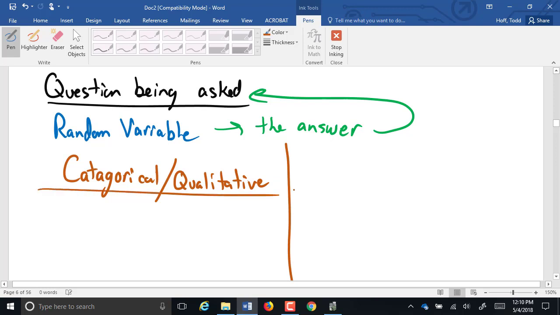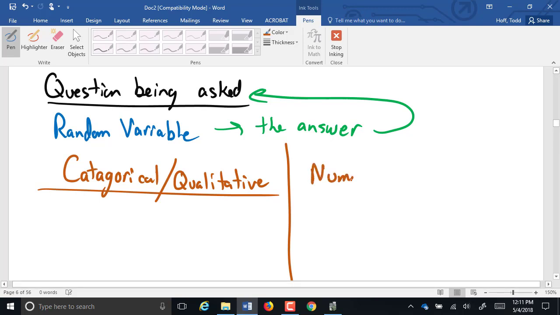Categorical means the answer to that question puts you in a category. One would be, what's your favorite color? Well, you answer red. Well, that puts you in the category of people that chose red as your favorite color. What month is your birthday? You say July. Well, that puts you in the category of people who were born in July.